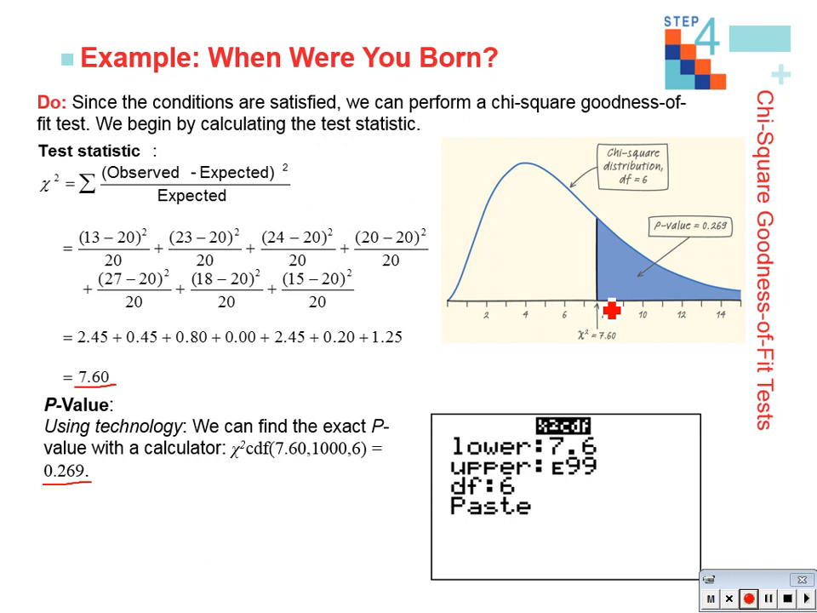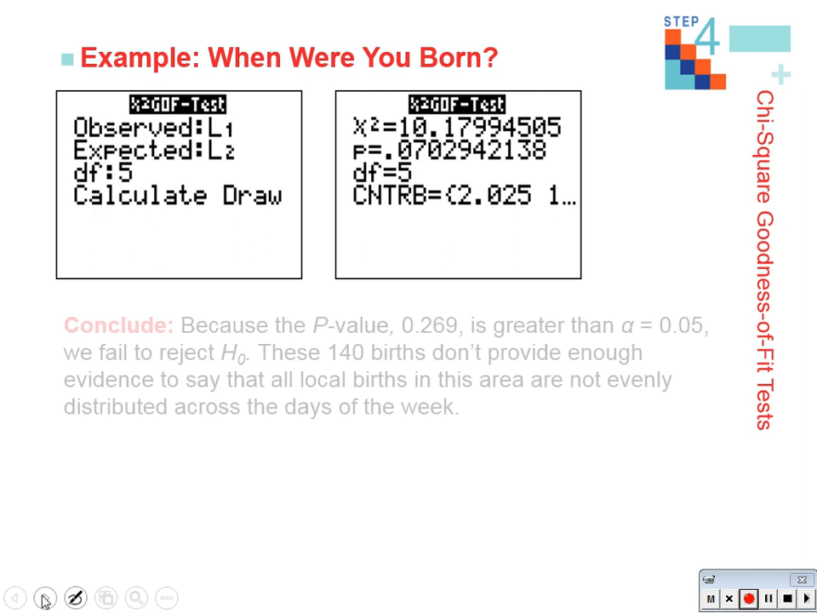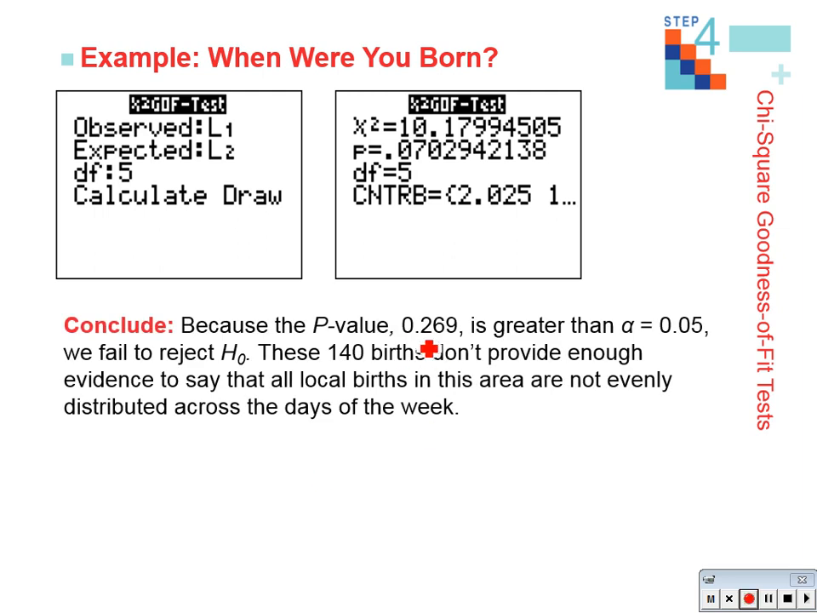So over here I have just an illustration of what the chi-square curve would look like based on the values that are given in the problem here. The conclusion for this would be, because the p-value is greater than the significance level, we would fail to reject the null hypothesis, meaning these 140 births do not provide enough evidence to say that local births in this area are not evenly distributed across the days of the week.